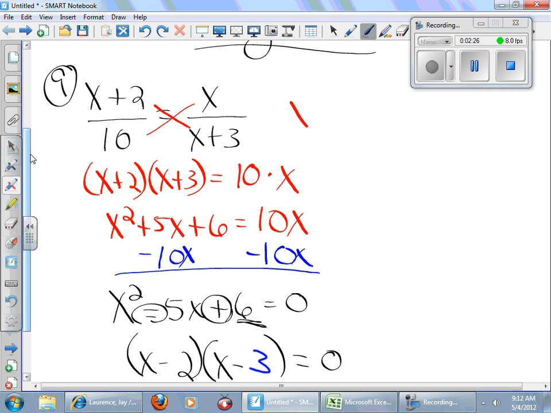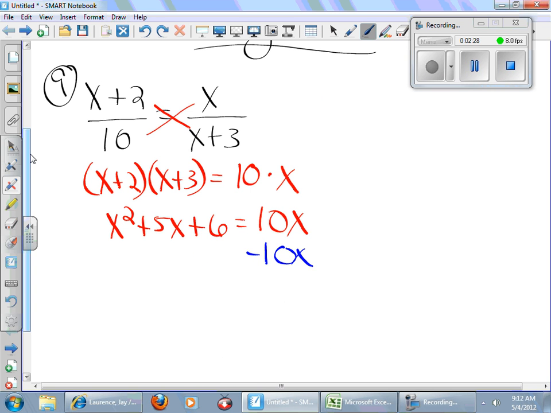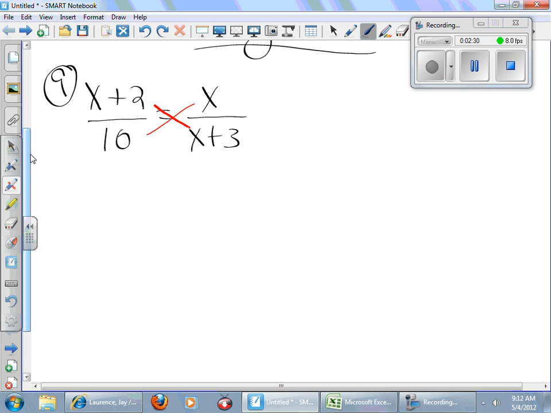All right, let me try a different way to approach this one. And on this problem, it might not make as much sense, but you will see on the next problem why I'm choosing to do this.